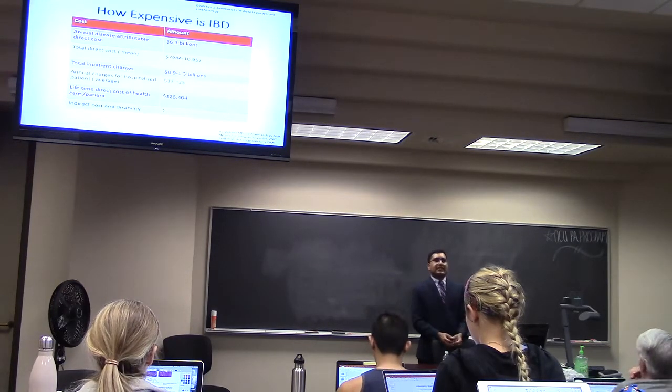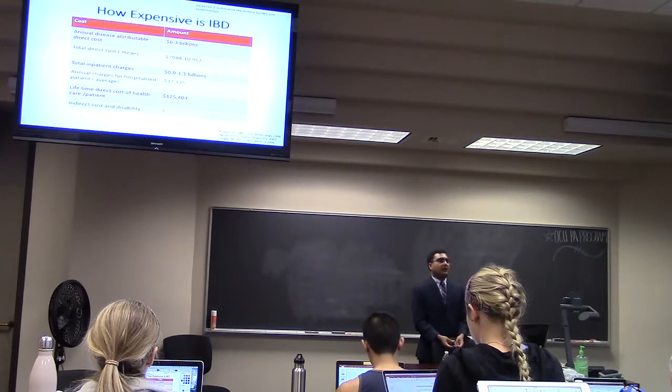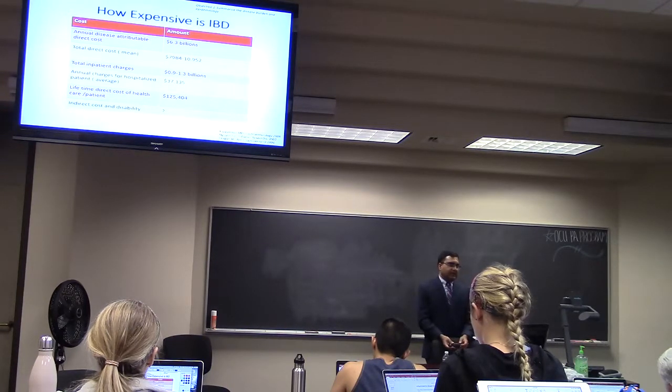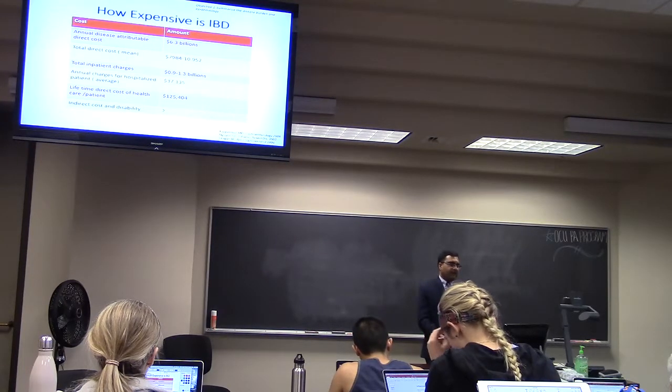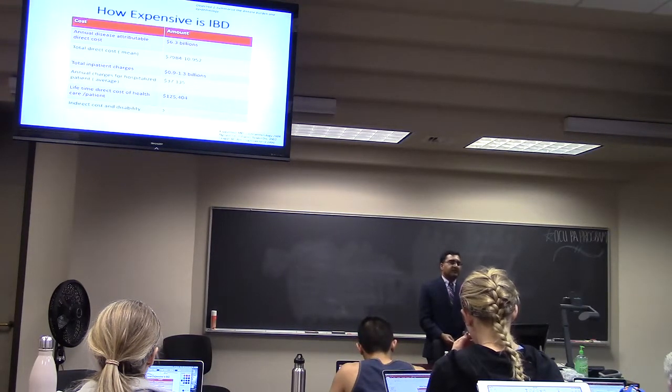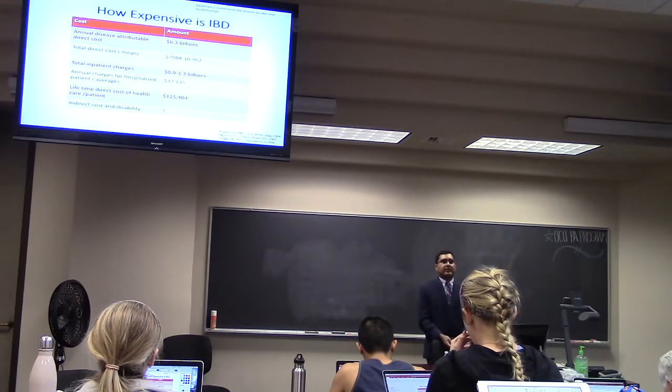And it's an expensive disease, and I think this is becoming a very touchy subject for all of us. The cost of healthcare is going phenomenally high. If you look here, the annual disease attributable direct cost is 6.3 billion. And if you go down, the lifetime direct cost of healthcare per patient is 125, and the numbers are even higher. These are very conservative numbers, and it doesn't even account for indirect cost and disability.